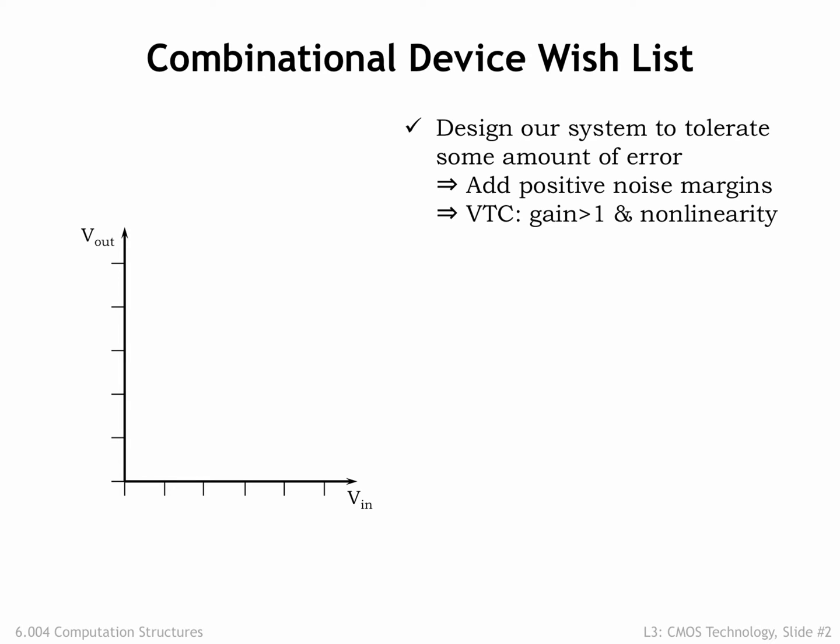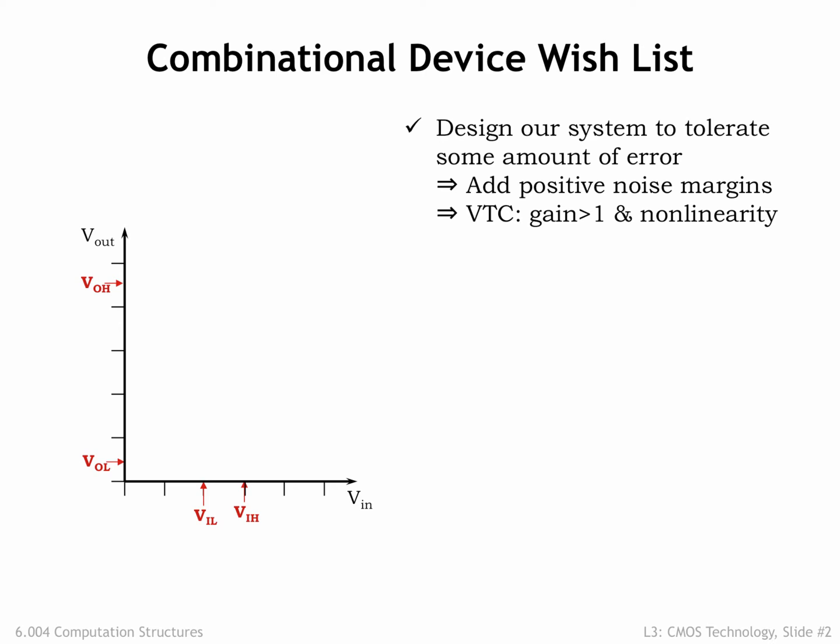Let's review our wish list for the characteristics of a combinational device. In the previous lecture, we worked hard to develop a voltage-based representation for information that could tolerate some amount of error as the information flowed through a system of processing elements. We specified 4 signaling thresholds. VOL and VOH set the upper and lower bounds on voltages used to represent 0 and 1 respectively at the outputs of a combinational device.